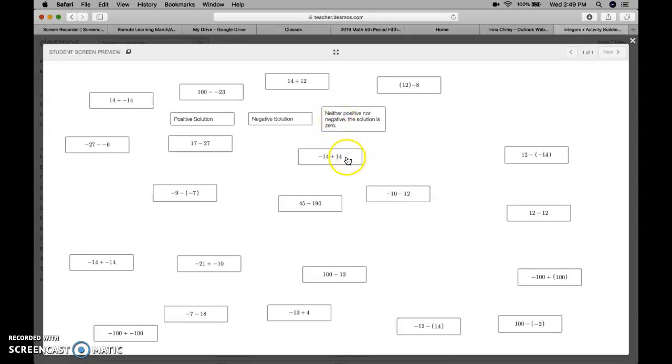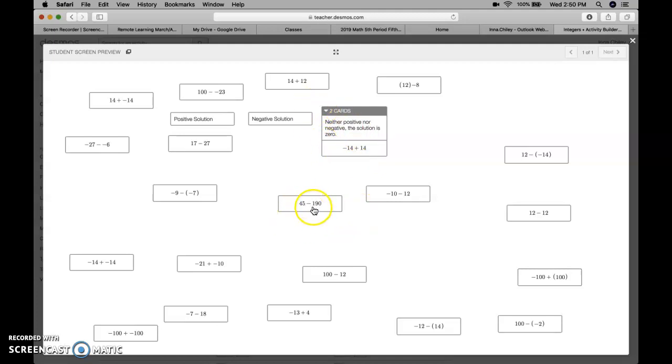So for example, looking at this one, negative 14 plus 14, negative 14 and 14, those are 0 pairs, which means when you combine them, the solution is 0. So I know that that card will get clipped here because the solution is going to be 0. And when I say combine, I mean add. I mean plus. Combine means put together or add.